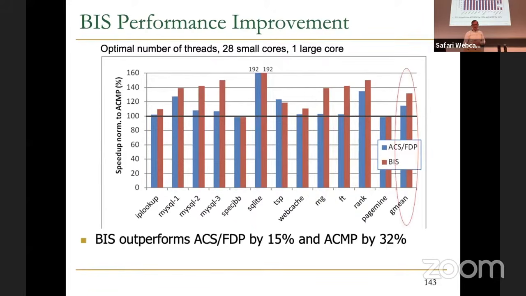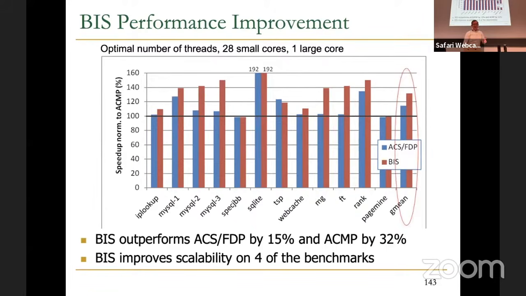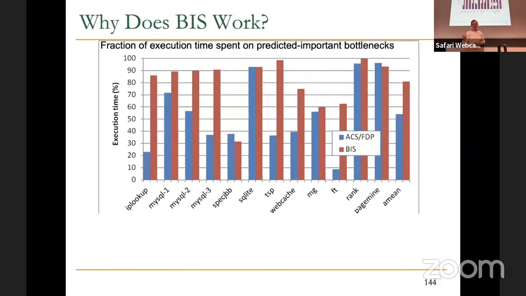Okay, these are the results. I will not go into more detail. And it improves scalability on 4 of the benchmarks, which is not shown here. Now, there's also more analysis, which is actually a very interesting analysis, I think. It's good to do this sort of analysis. We wanted to understand why does it work? Meaning, we wanted to analyze the fraction of execution time spent on predicted important bottlenecks. And this is what this shows. This part is easy to get.